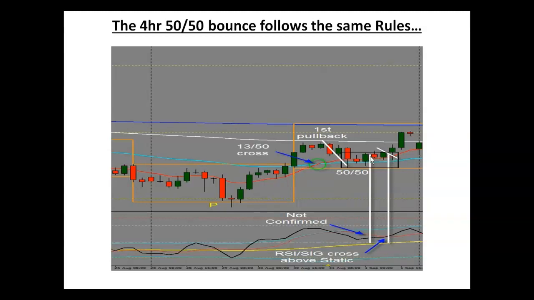This is a 4-hour chart, right? Instead of sitting here for 8 hours, you wait until the 8 hours is done, the RSI signal line crosses, and then you take the trade. So in this example, the RSI line and signal line cross above the static. Just because it closed above the 13 without confirmation, do not take that trade, although you'll be sitting here for 8 hours. Okay?